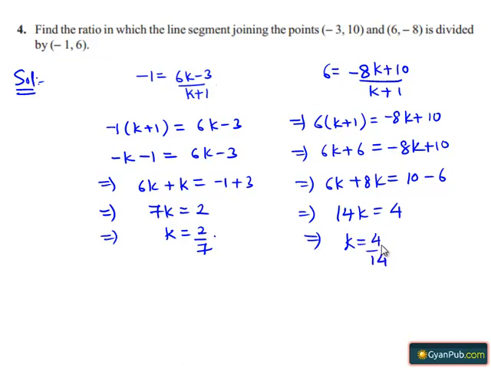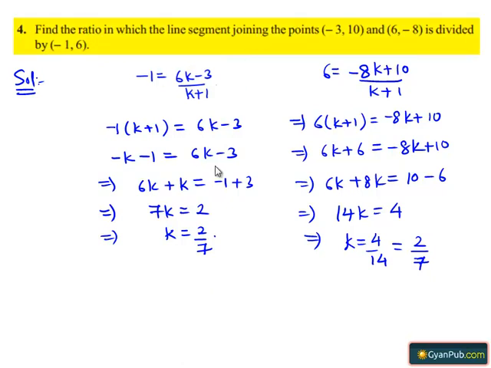Here 2 is a common factor for both numerator and denominator. So 2 goes in 4 two times and 2 goes in 14 seven times. Hence the value of k is 2 by 7. The ratio in which the line segment joining the points A and B is divided by (-1, 6) is 2:7 internally.